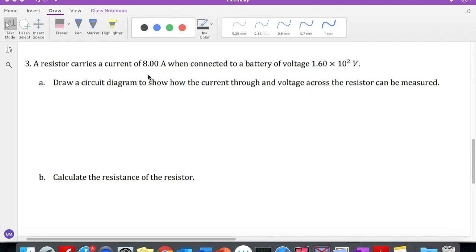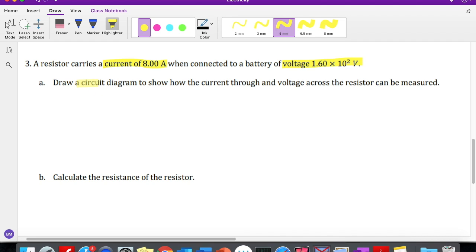Okay, let's see how to solve another problem from our worksheet based on resistance, current, resistivity. Okay, let's check how to solve this one. A resistor carries a current of 8 ampere and it is connected to a battery of voltage 1.6 into 10 to the power 2 volt.